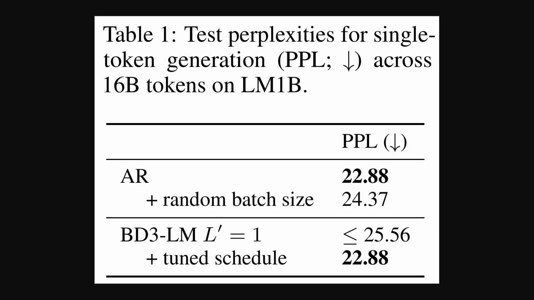Moving to the results, this table details test perplexities on the LM1B benchmark. Lower is better here. You see the standard autoregressive model achieves 22.88. Now the basic block diffusion model, even set up like an autoregressive one with L' equals 1, starts higher, around 25.56. But look what happens with their tuned noise schedule. It brings the perplexity right down to match the AR baseline. This really highlights how crucial that optimized schedule is.